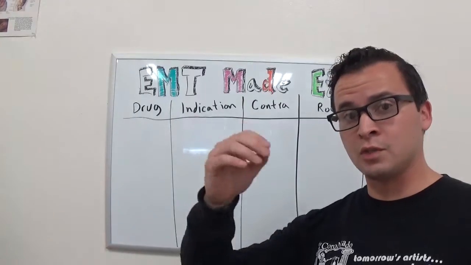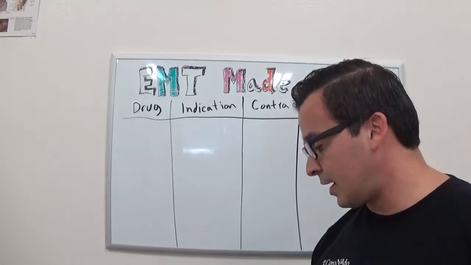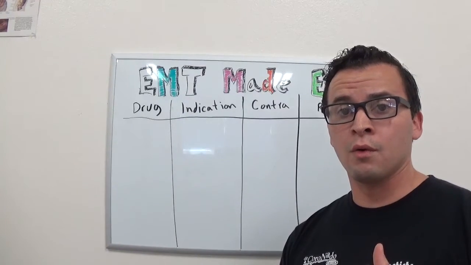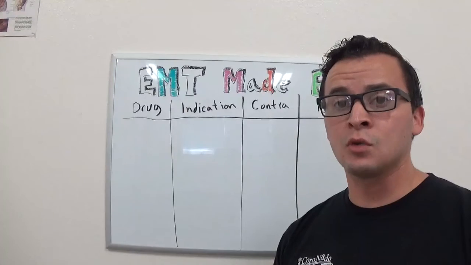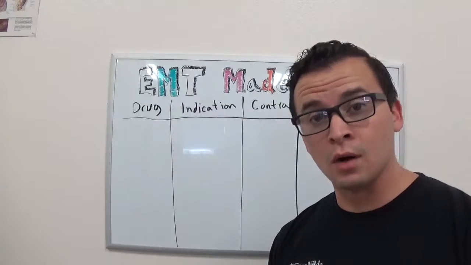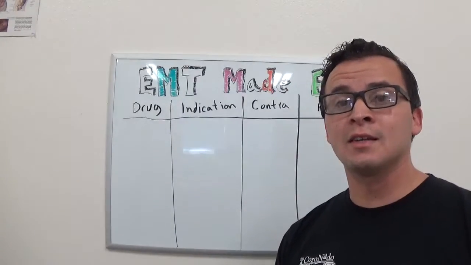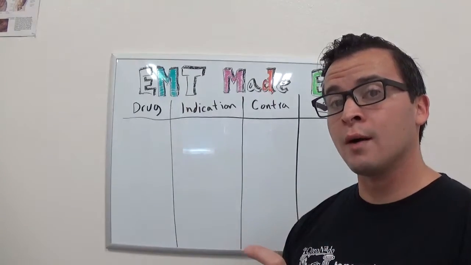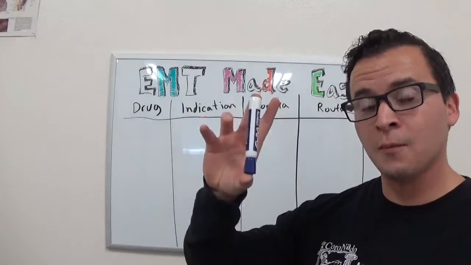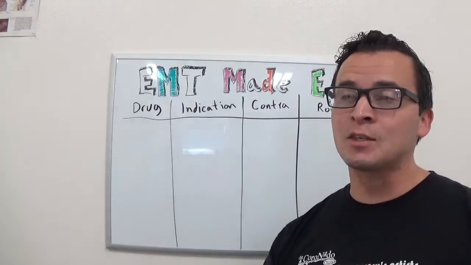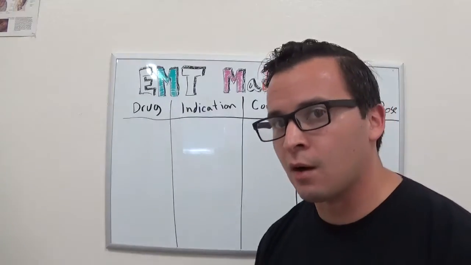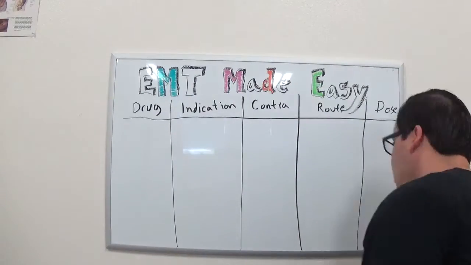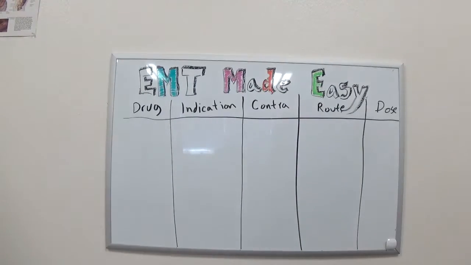So let's go ahead and just rewind real quick. Indication means that is the reason for me to give the drug. So something is happening for me to give a drug. That's an indication. Contraindication is, usually under normal circumstances, I would give this drug, but something else is happening that's preventing me from giving that drug. All right, so all that being said, let's go ahead and go into our little lecture for today.